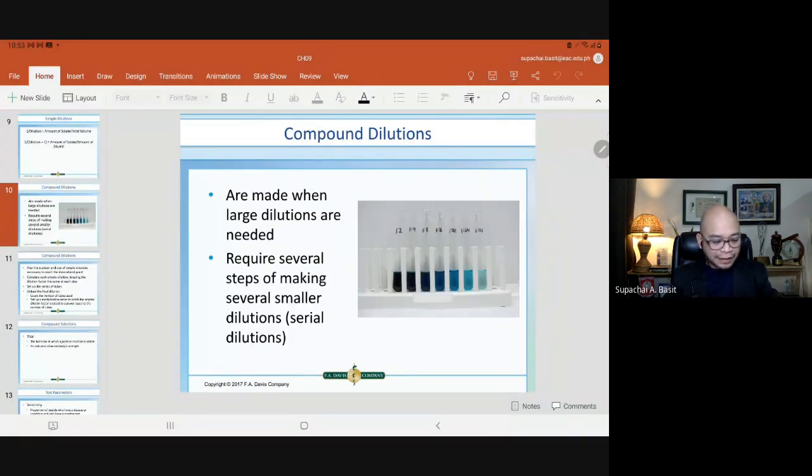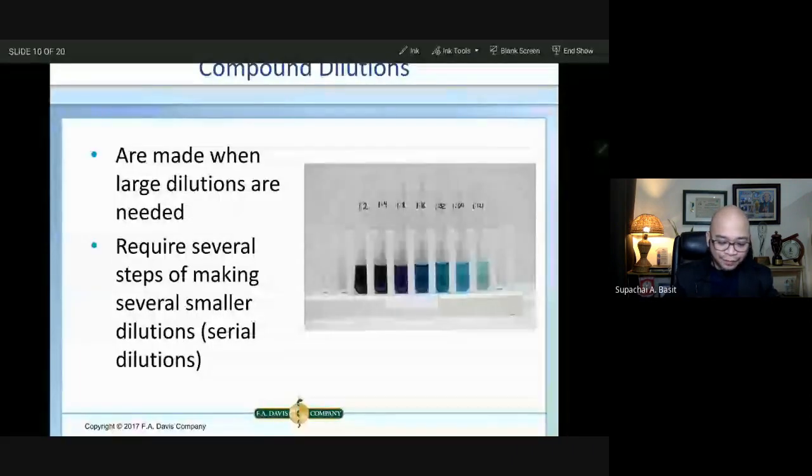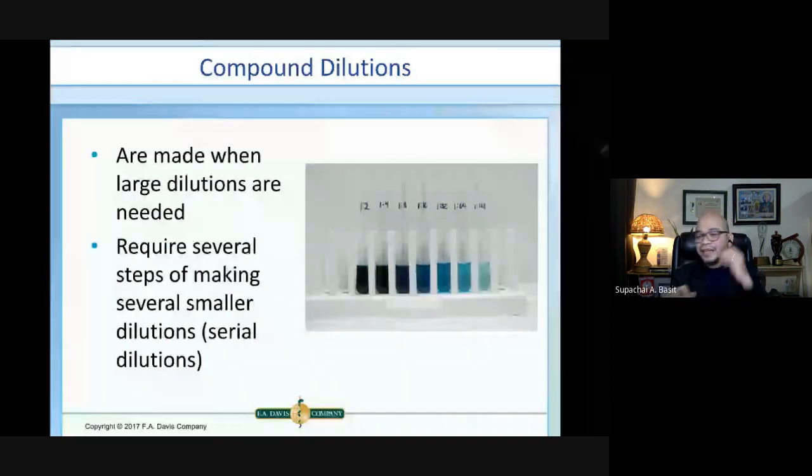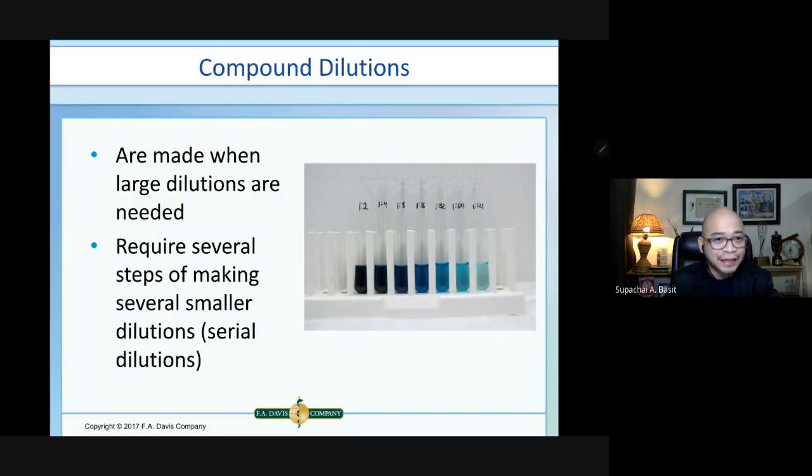In serology, aside from simple dilutions, we also have compound dilutions. These are made when large dilutions are needed, and it requires several steps of making several smaller dilutions. Those several smaller dilutions, we call serial dilutions.